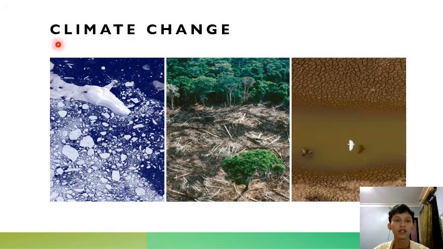This is the climate change that we are facing right now. This is drought, which in Malay is called kemarau. It is very sad to see this deforestation for farming, and this is the melting of ice.